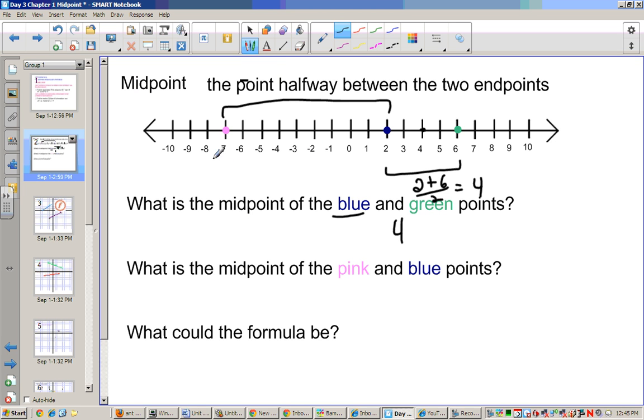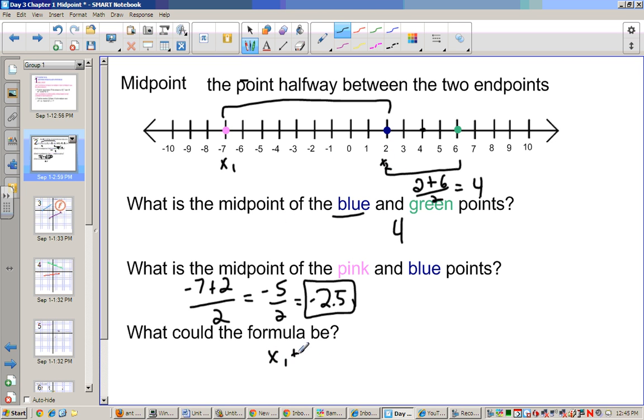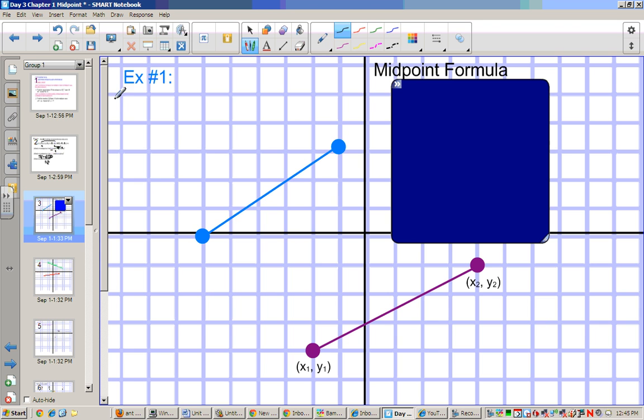But the point right in the middle, to use our math again, we're going to take -7, add it to 2, and then divide by 2. -7 plus 2 is -5. -5 over 2 is -2.5. So -2.5 is my midpoint of the pink and the blue dots. So if we think about a formula, let's say this is our x1, this is our x2. What we do is we add those two x's together and then divide by 2. Hopefully that makes sense.